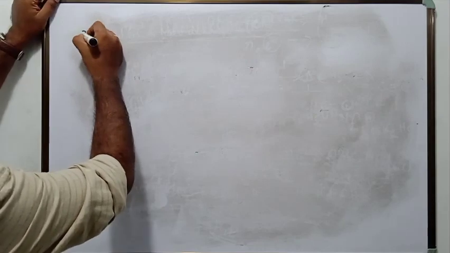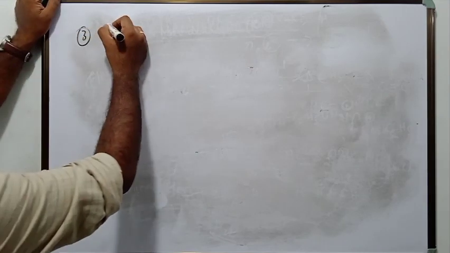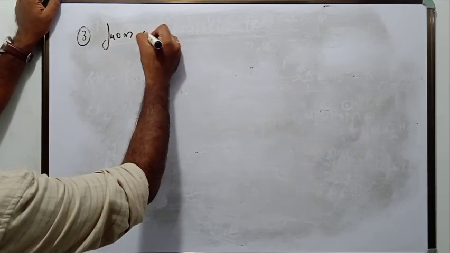Now, which is the third method? The third method is that you can prepare cycloalkane from aromatic compounds.